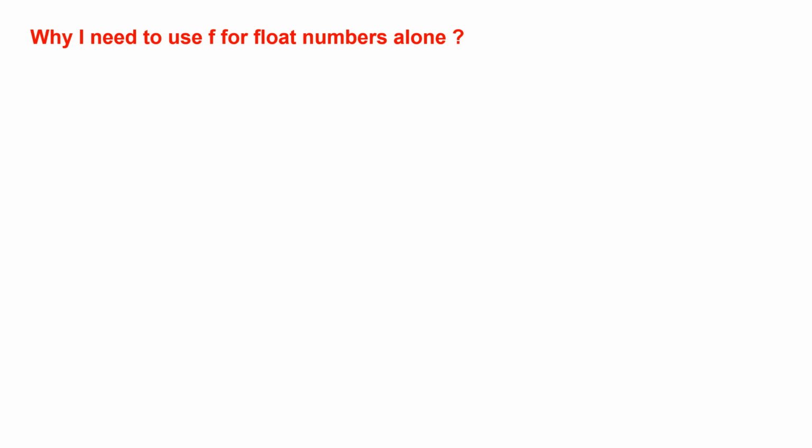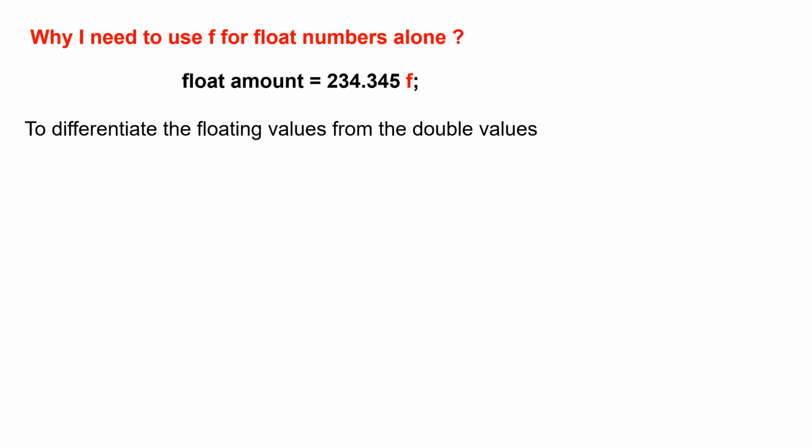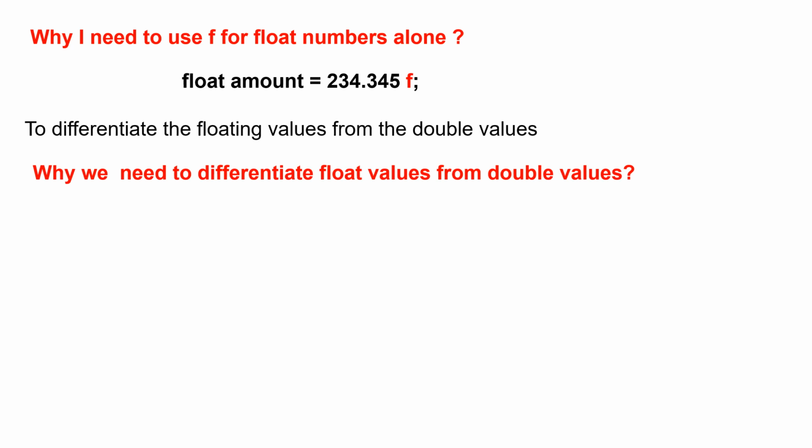You can ask me a question like, why do I need to use f for floating numbers alone, Rakesh? What is the reason behind it? Say for example, I'm creating a variable called amount, float amount equal to 234.345f. So this f character is being added along with the floating point to differentiate the floating value from the double values. So the next question arises is, why do I need to differentiate float values from double values?